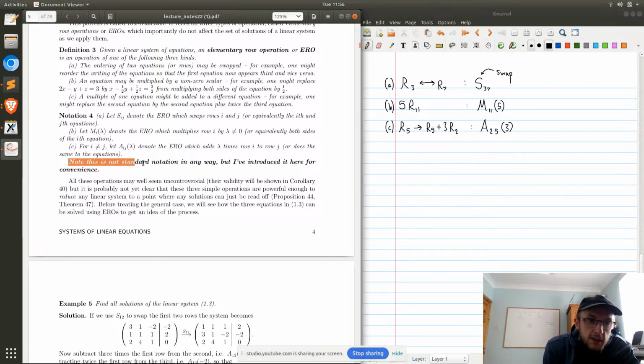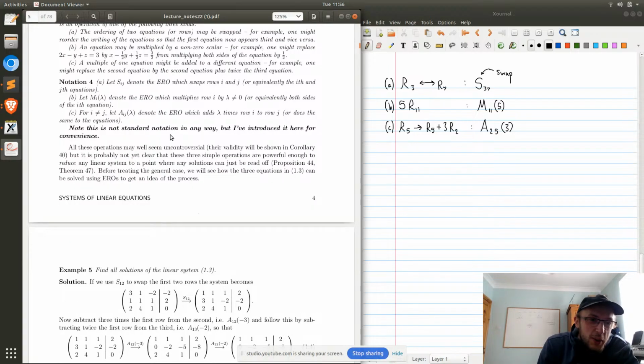Note, this is not standard notation in any way. Oh, brilliant. Okay, but I've introduced it here for convenience. I do not see how it's convenient to be non-standard, but there you go. All these operations may seem uncontroversial. Their validity will be shown in Corollary 40, but it is probably not yet clear that these three simple operations are powerful enough to reduce any linear system to a point where any solution can just be read off.